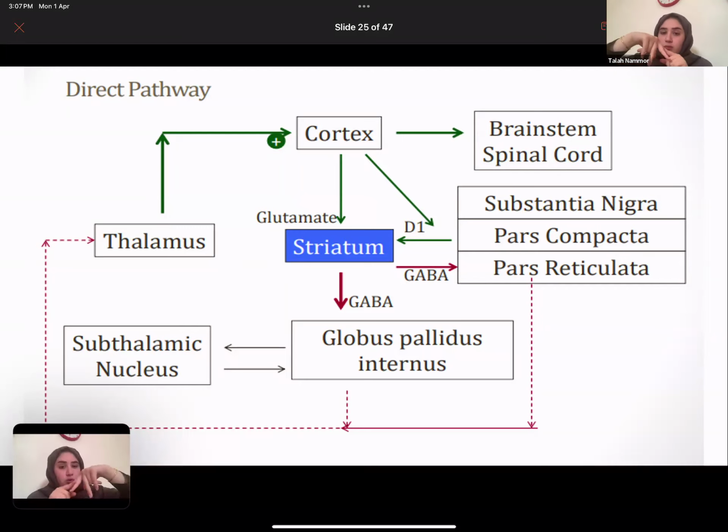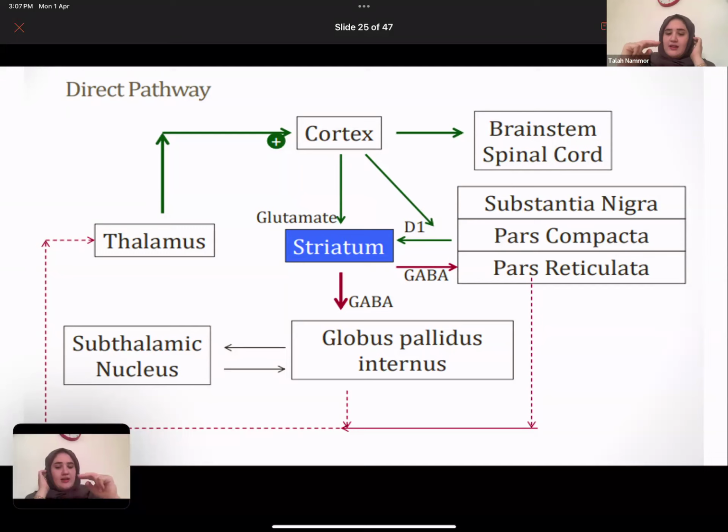Basically, when we move this leg that is moving, we have the direct path here. So the direct pathway ensures movement. The indirect pathway, what's it gonna do? It's gonna inhibit the leg that's not walking, so we don't fall over. Like if you're walking with both legs at the same time, you can't, you know, think of it. You can't go from one place to another.